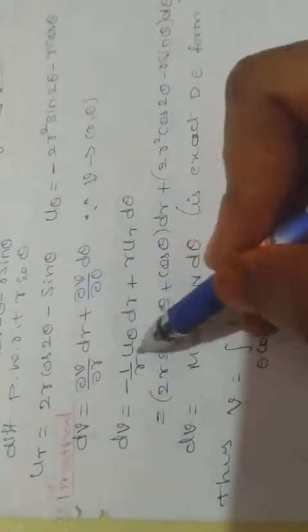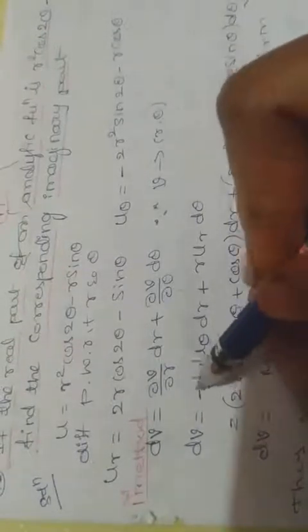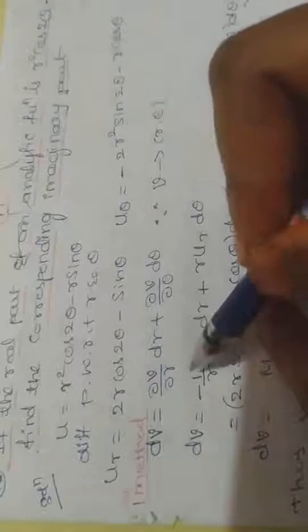Now this is minus 1 by r u_theta. Minus into minus is a plus, and 1 by r, r gets cancelled, so this is 2r sin 2 theta. Minus into this minus is a plus, and r by r gets cancelled, giving cos theta. Multiply this minus 1 by r to the full term: both the terms are minus, so it becomes plus. The r in the denominator and numerator cancels, so there are no r terms here.